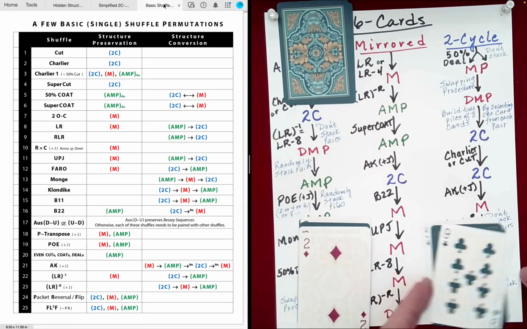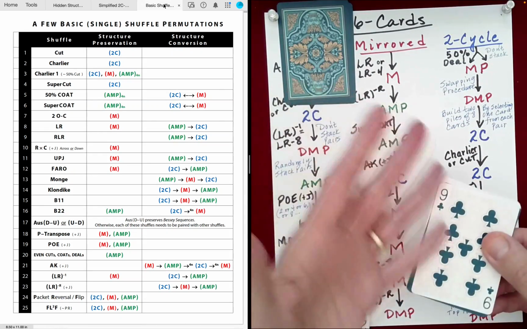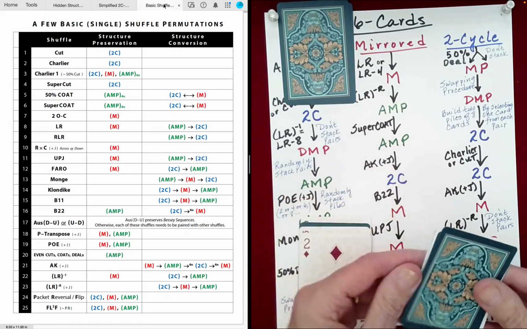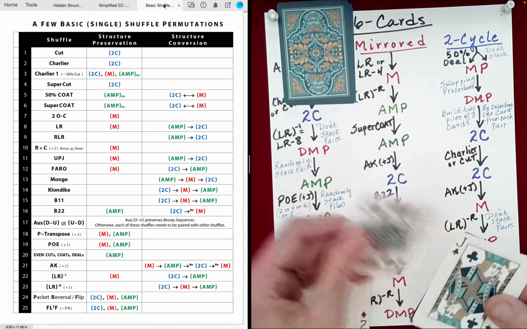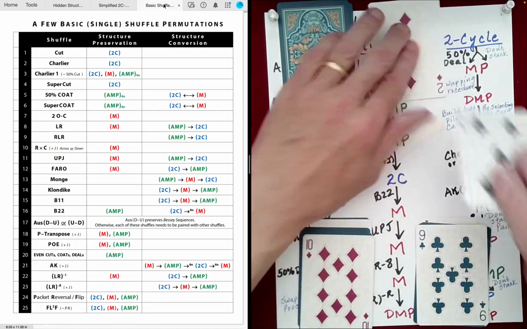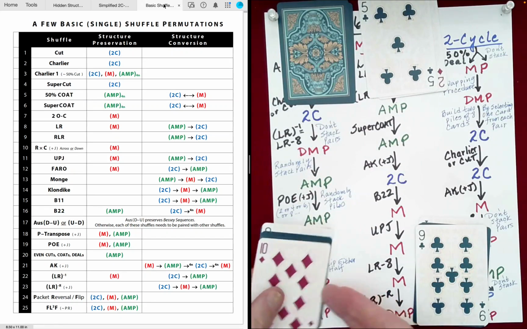6 swaps left. Maybe they want all 6 here. That'd be something kind of unusual. So 1, 2, 3, 4, 5, 6. Very good. Set aside that pair. And then we have 5 swaps left.